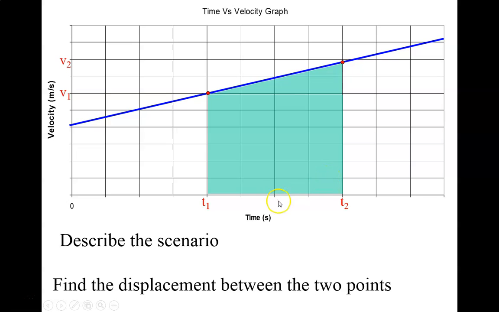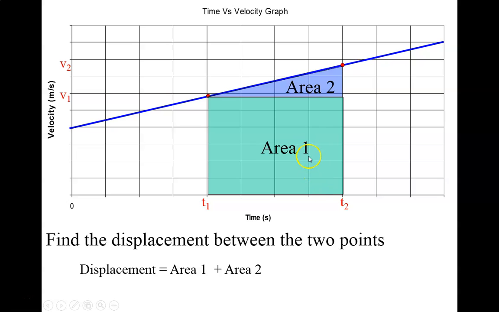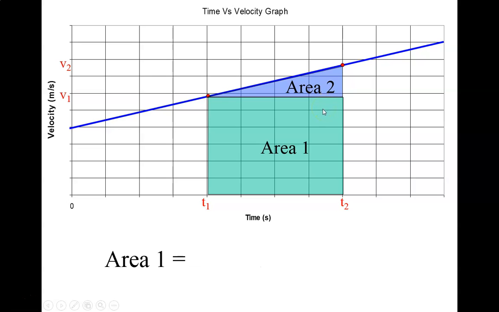We're going to collapse the T1 and T2 into just T to make things easier, of course. So what we need to do is figure out the area of the first box and the area of the triangle, and add those together, and that'll be our displacement. The area of the rectangle is pretty straightforward. That's the base, which is T2 minus T1, times V1. Now we're going to collapse T2 minus T1 and just call it time, delta T.